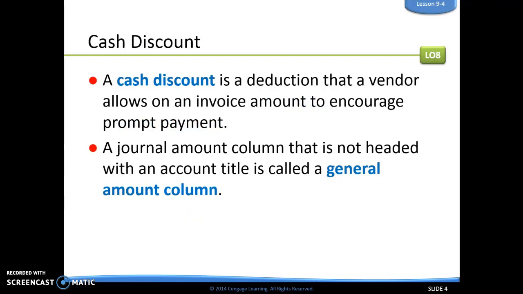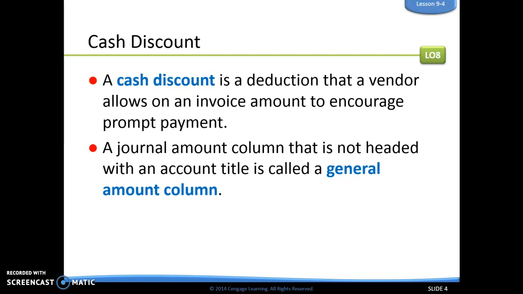A cash discount is a deduction that a vendor allows on an invoice amount to encourage prompt payment. So if I'm buying my t-shirts from a different vendor, they might offer me a little bit of a cash discount if I pay them earlier. So maybe they say that I need to have my payment in 30 days, but if you pay us in 10 days, we'll give you a 2% discount. The reason that they do that is because they want to encourage me to pay them cash. They want their cash for the merchandise that they sold me. So to encourage me, I might take advantage of that 2% discount that they're offering.